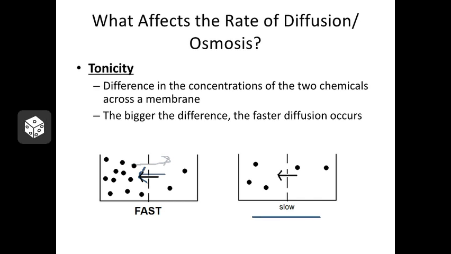On the right-hand side, though, diffusion is going to be much slower because there's less of a difference in tonicity. The concentration gradient isn't as strong. So the water will want to move in this direction, but slowly. The solutes will want to move in this direction, but pretty slowly. So the greater the tonicity, the higher the rate of diffusion.